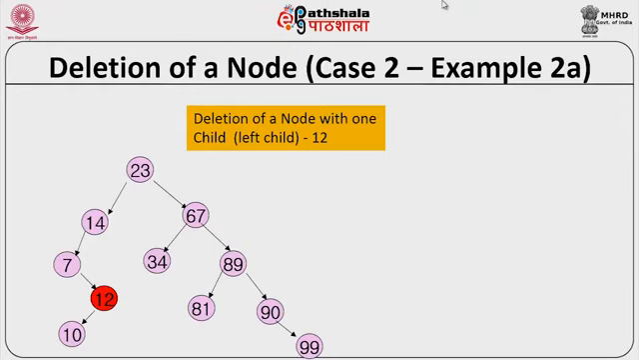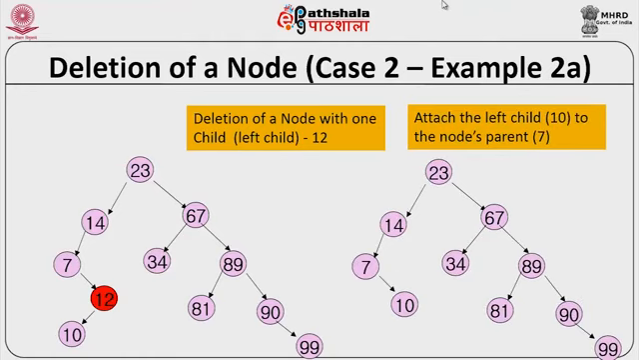We resort to the parent. What we do: 7 would have been pointing to 10, and the right pointer of 7 would have been pointing to 12. Now, we do not want it to point to 12, we are removing 12. So, we make the child of 12, which is 10, the new child. Now 7 will point to 10 instead of 12. So, 12 goes out of the picture. This is what will happen, it will point to 10.